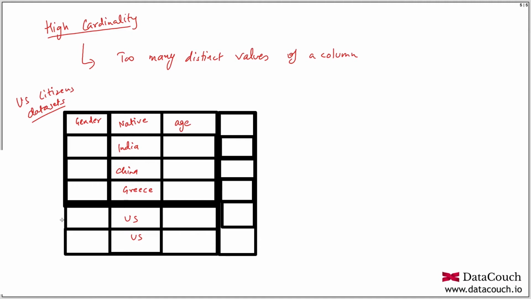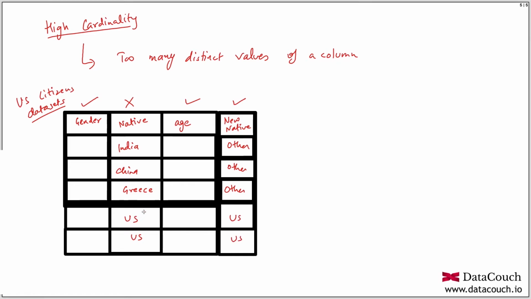So instead of passing high cardinality data, I can pass data which has low cardinality. So I can simplify this. This is called new native column. So in the machine learning model, I will not be passing this column. I will be passing this column, and this column, right? So I will be passing this column and this column as an input to the machine learning model. So then for new native, I am saying other. I'm saying this is other, and this is other, and this is US, this is US.